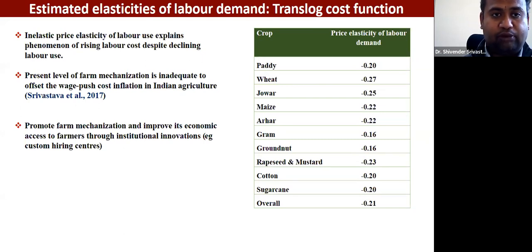It may be possible that, for example, in paddy, we can transplant the paddy using the transplanter, or in some other operation we can use the machine, but not all the operations can be done by the machine. So we need to have at least some labor deployed in some farm operations, and that explains that price elasticity of labor has to be inelastic, and because it is inelastic, when there is an increase in the wages, it will always lead to an increase in the cost of labor.